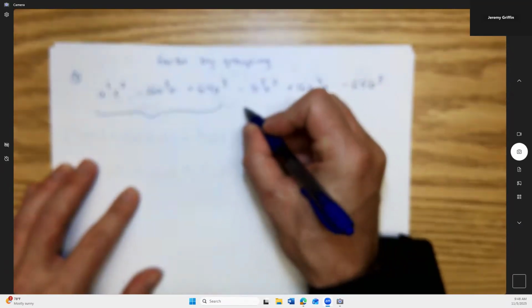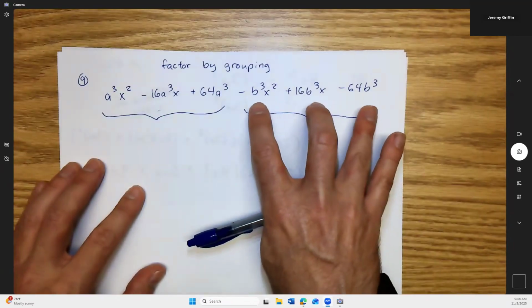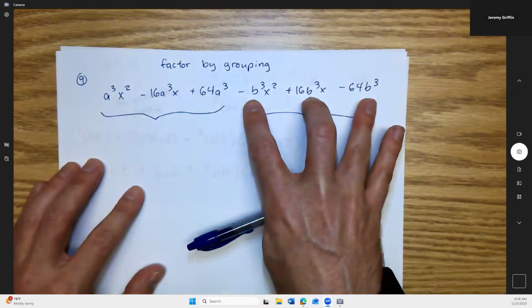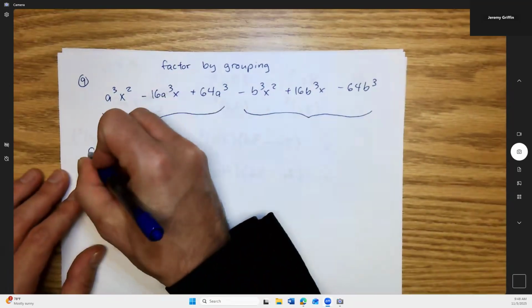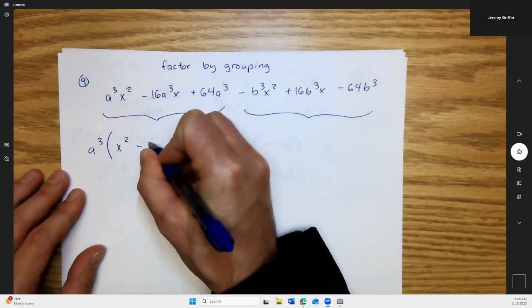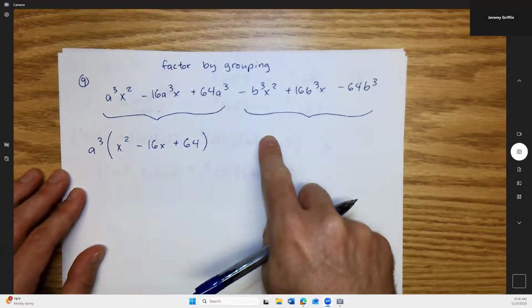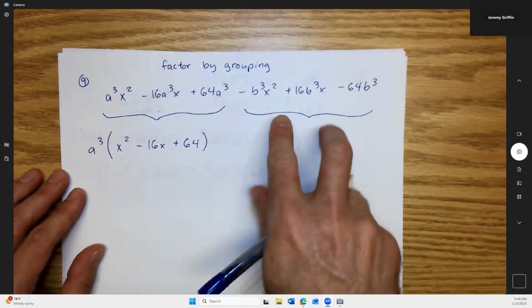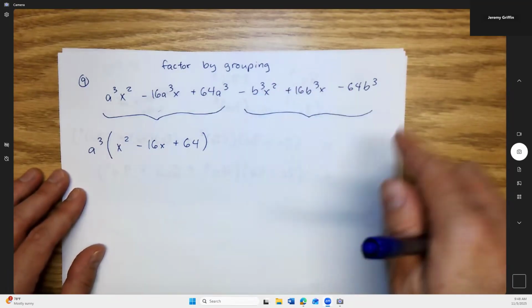Also over here, all these 3 have a what in common? How about a b to the power of 3? You guys see that too? Right, so I can pull that out. So I'm going to do a to the power of 3, and here I'll just do x squared minus 16x plus 64. And over here, you know what? Maybe this too. Since 2 of my 3 terms are negative, this will help out anyway. You guys will see why.